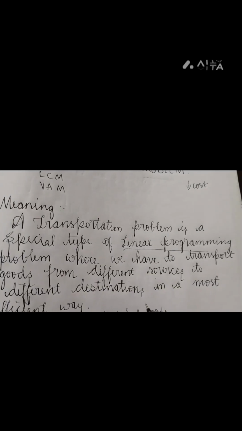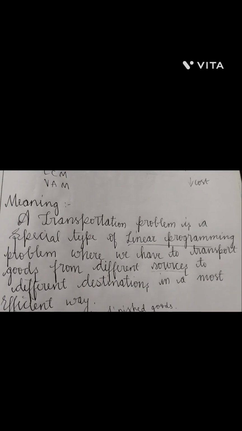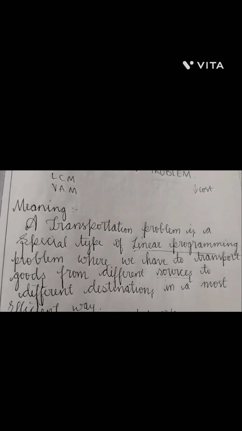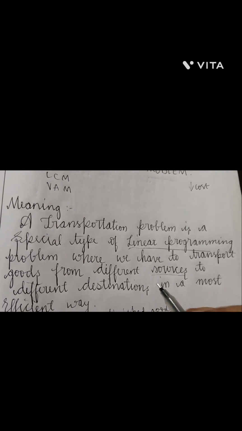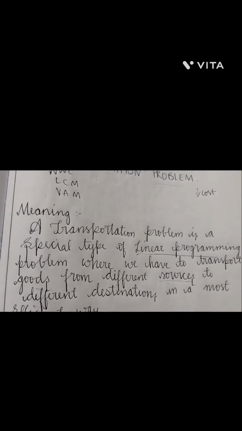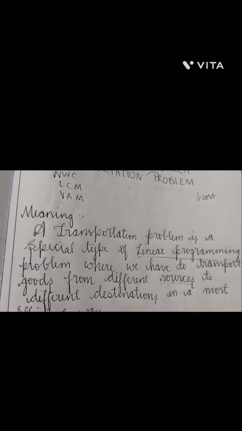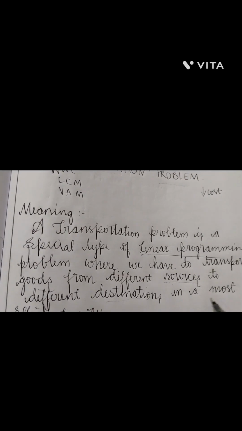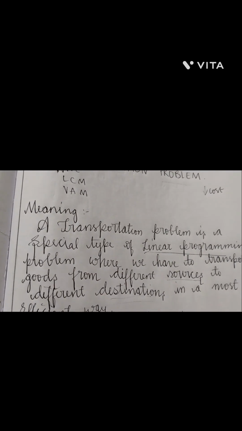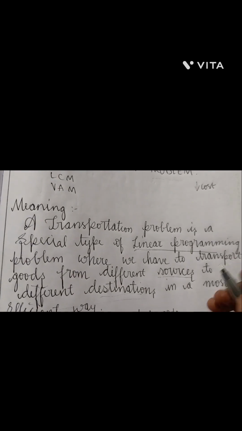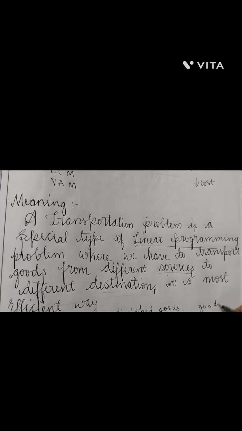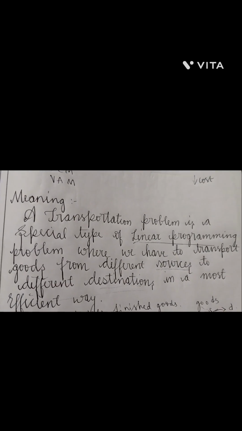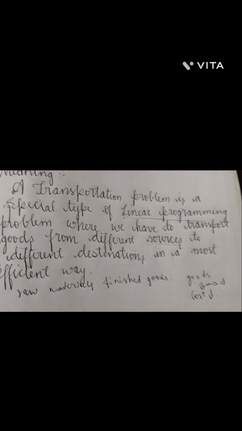Sources are the places where goods are available, for example, factories or warehouses. Each source has a certain supply. Destinations are the places where the goods are needed, like shops or markets, and each destination has a certain demand. So, overall, a transportation problem helps us to decide how to move goods from sources to destinations in such a way that everything is satisfied and the cost is as low as possible.